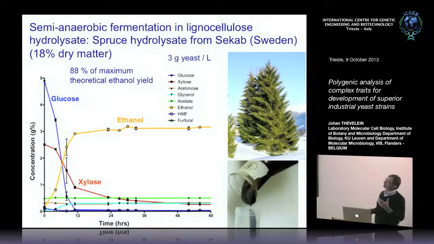Spruce hydrolysate is more difficult material, has more inhibitors. The glucose fermentation goes very well. The xylose fermentation is a little bit reduced, and we don't use all the xylose, so that we have a total yield of only 88%, which would actually be very, very good, still very good for a commercial plant. But we are trying, of course, to improve the strains further.